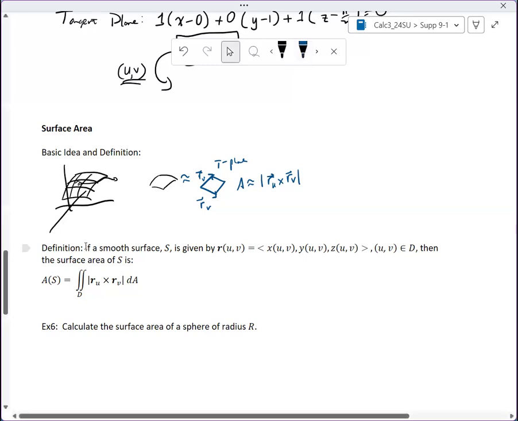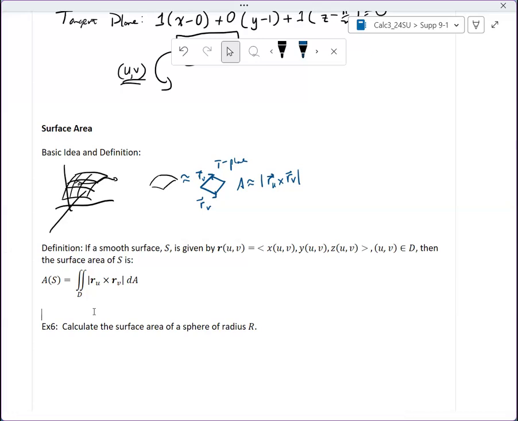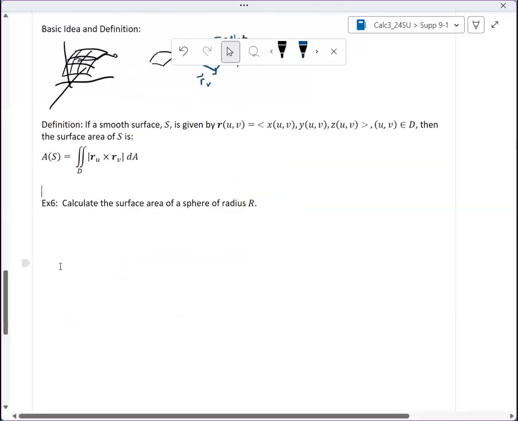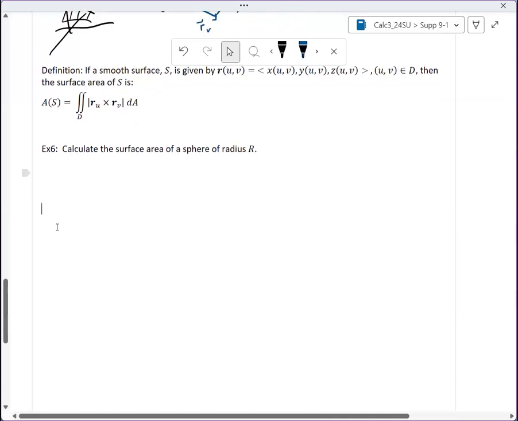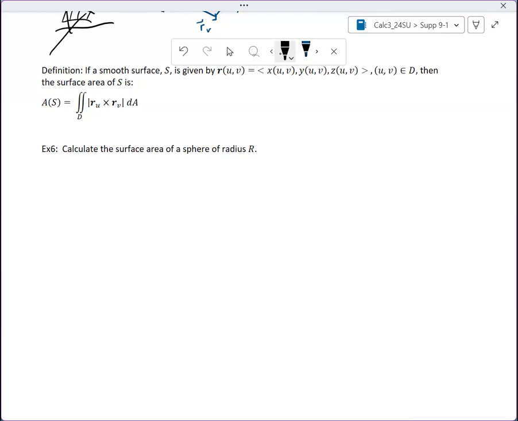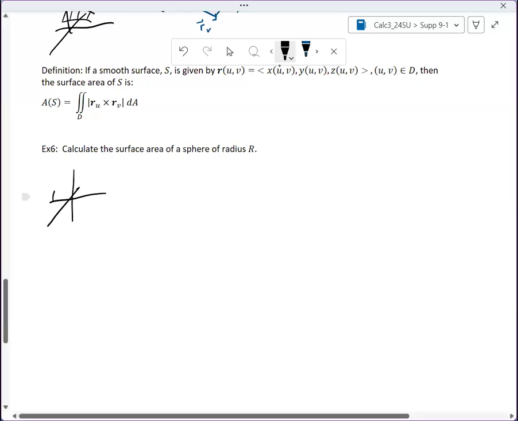So, definition: if we have a smooth surface S given by this parameterization, then its surface area is the double integral of the length of RU cross RV dA. Okay, let's look at a couple of examples. First, let's calculate the surface area of a sphere of radius r. So a pretty classic problem to do. So here I have a sphere of radius big R.